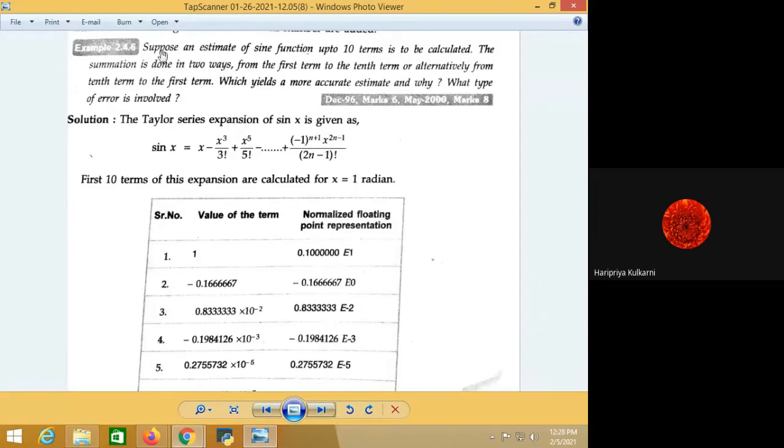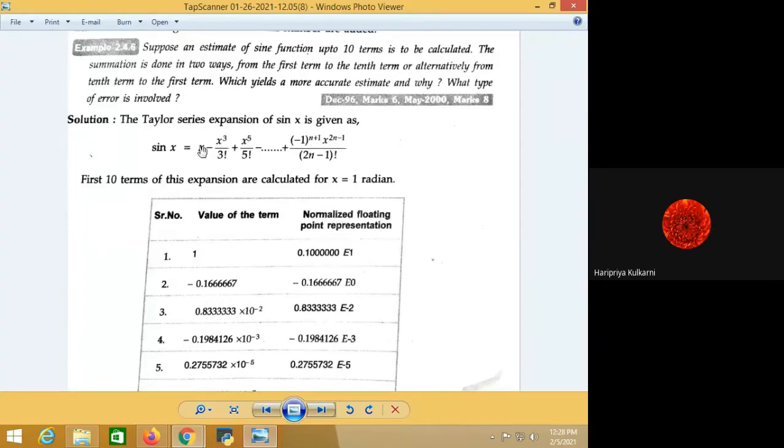For example, let us see this numerical. Suppose an estimate of a sine function up to 10 terms is to be calculated. So we are interested in 10 terms. In this Taylor series we are interested in 10 total terms. The summation is done in two ways. From first term to the 10th term.